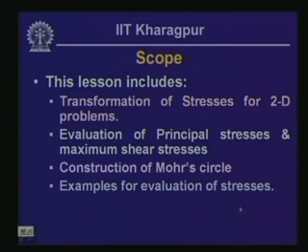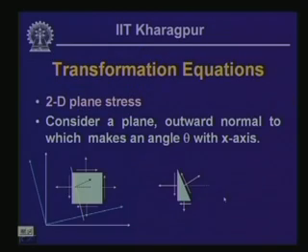Hence, the scope of this particular lesson is the derivation of the transformation equations for evaluation of stresses for two-dimensional problems, evaluation of principal stresses and maximum shear stresses, construction of Mohr circle. We will look into how we are going to draw a Mohr circle for evaluation of stress at a particular point in a stressed body. We will solve a few examples to demonstrate how the stresses can be evaluated at a particular point. Let us look into the derivations of the transformation equations.